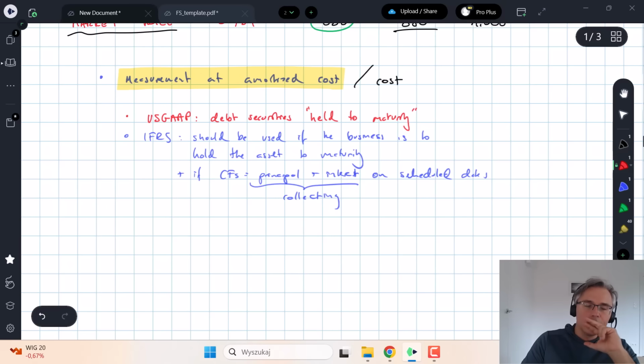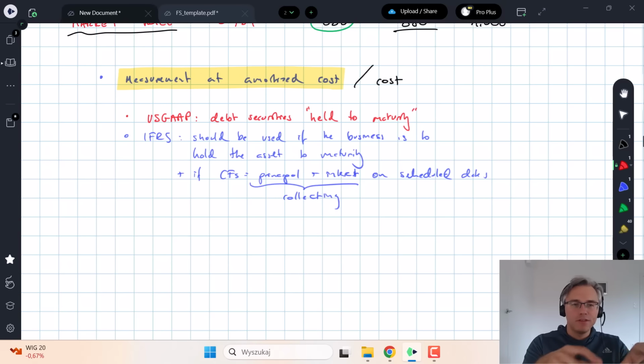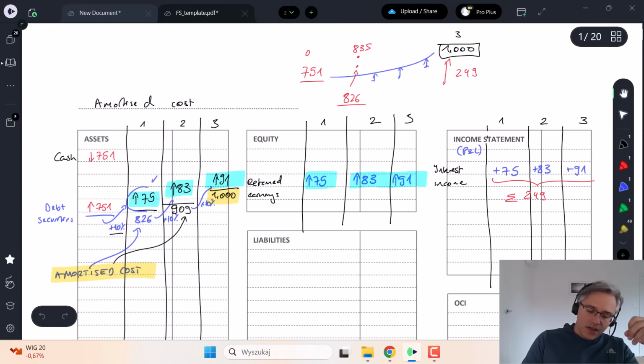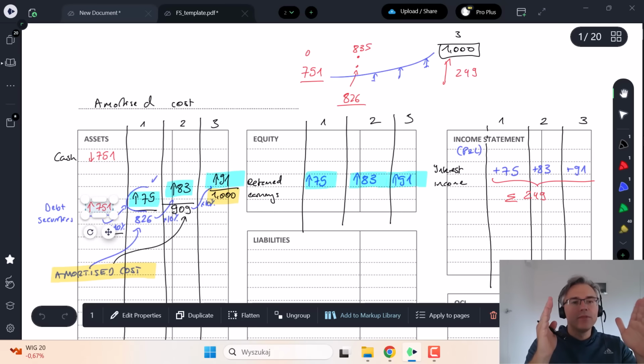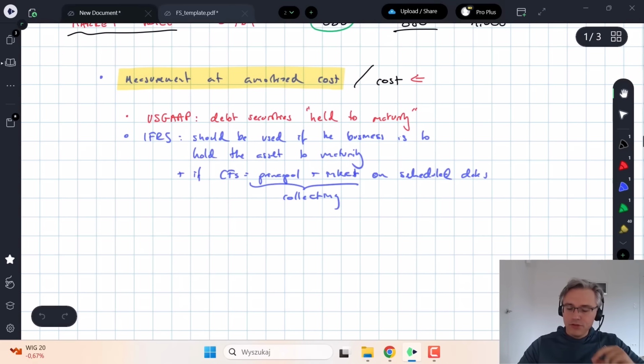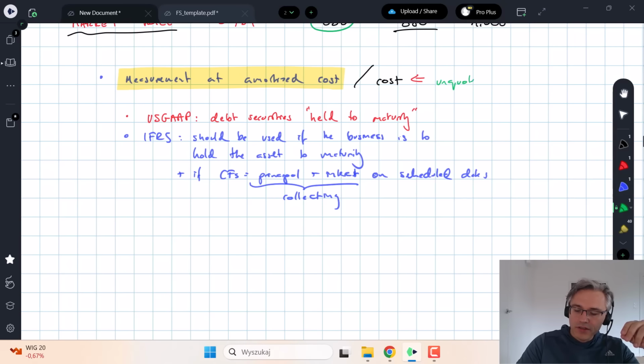it is possible to apply a variant of this. It's just going to be called the cost model. So you record an asset in your balance sheet at its initial cost, and you just keep this cost. You do nothing to it. It stays completely flat. When would you do this? You would do this for unquoted equities. So shares. Now, normally shares are supposed to be measured at fair value under accounting rules.